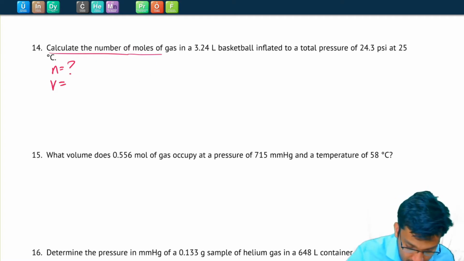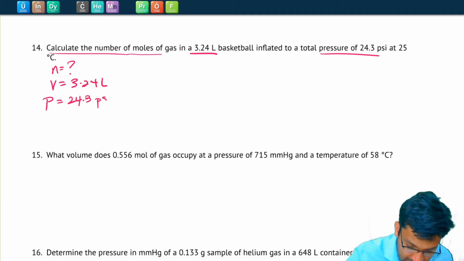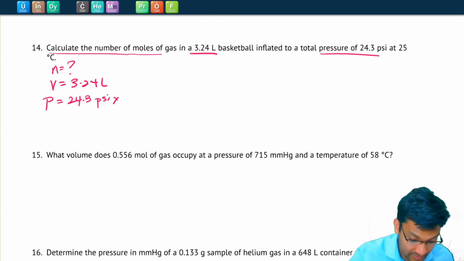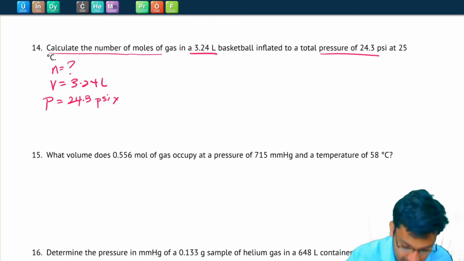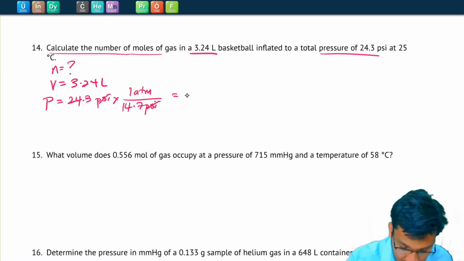The volume is 3.24 liters. The total pressure is 24.3 psi, but that should ring a bell. Because we need pressure to be in atmosphere if we're going to use the ideal gas law equation. So let's convert it to atmosphere, because we know that 14.7 psi is 1 atmosphere. So this should come out to 1.65 atmosphere.